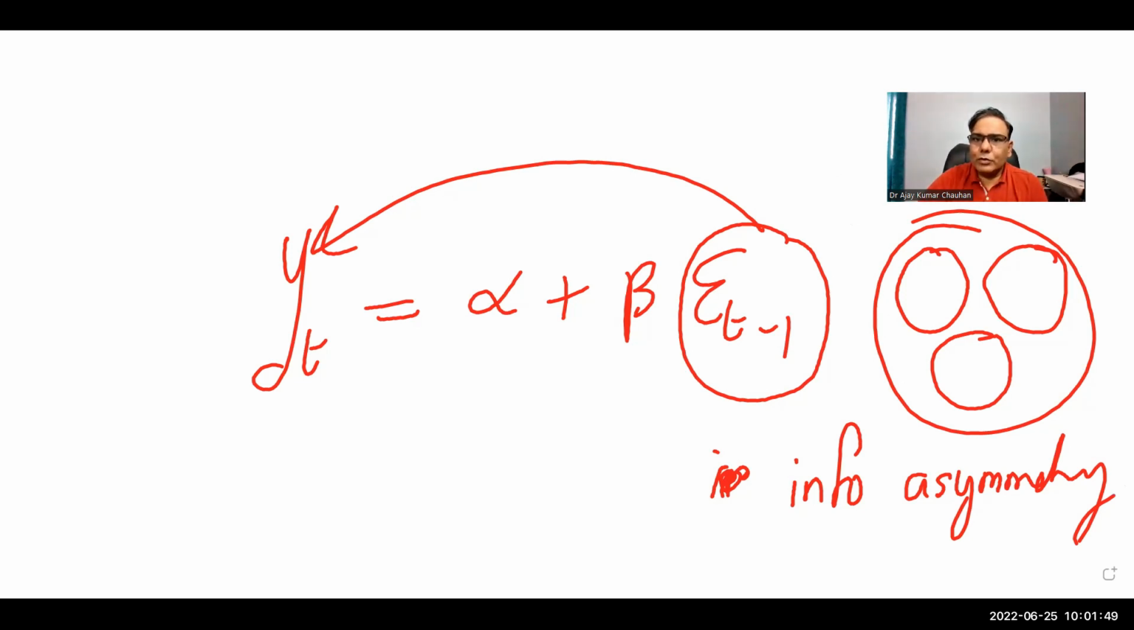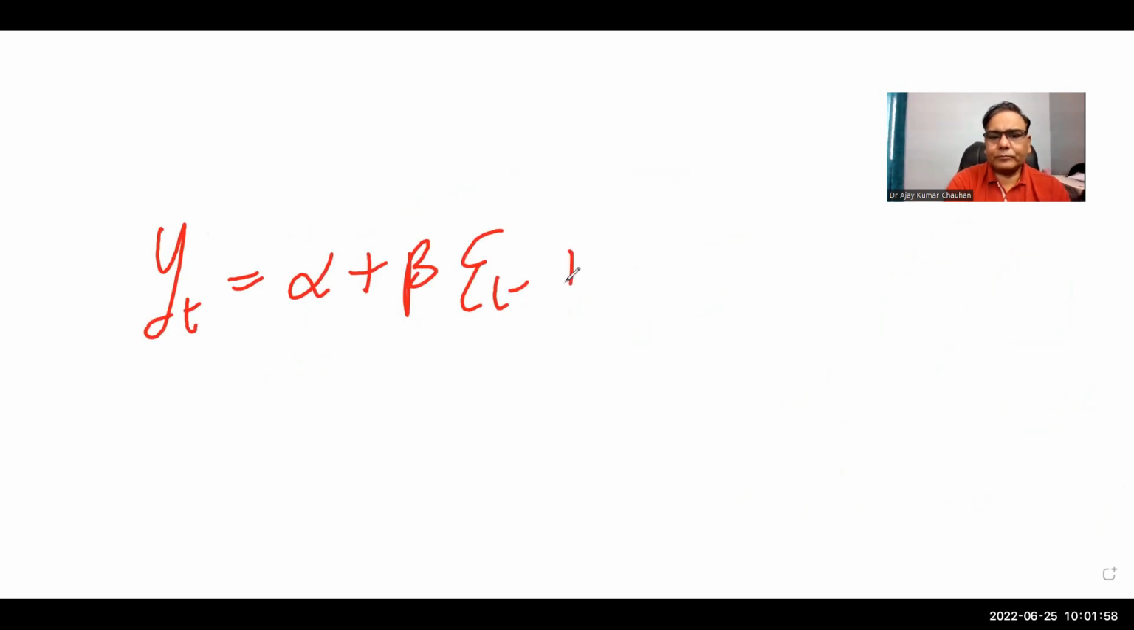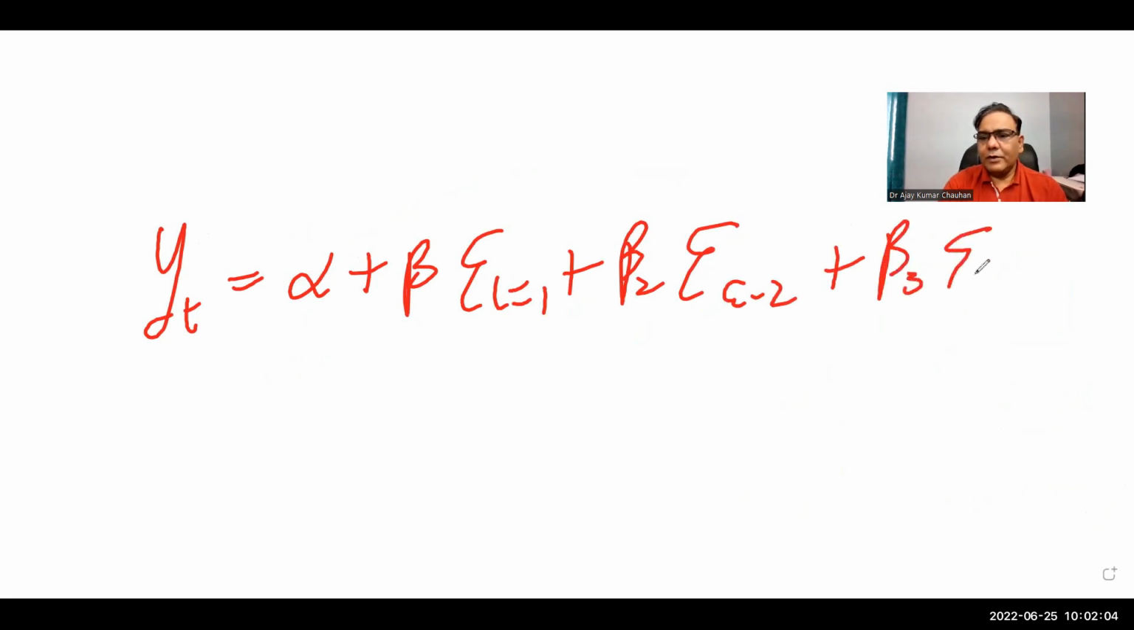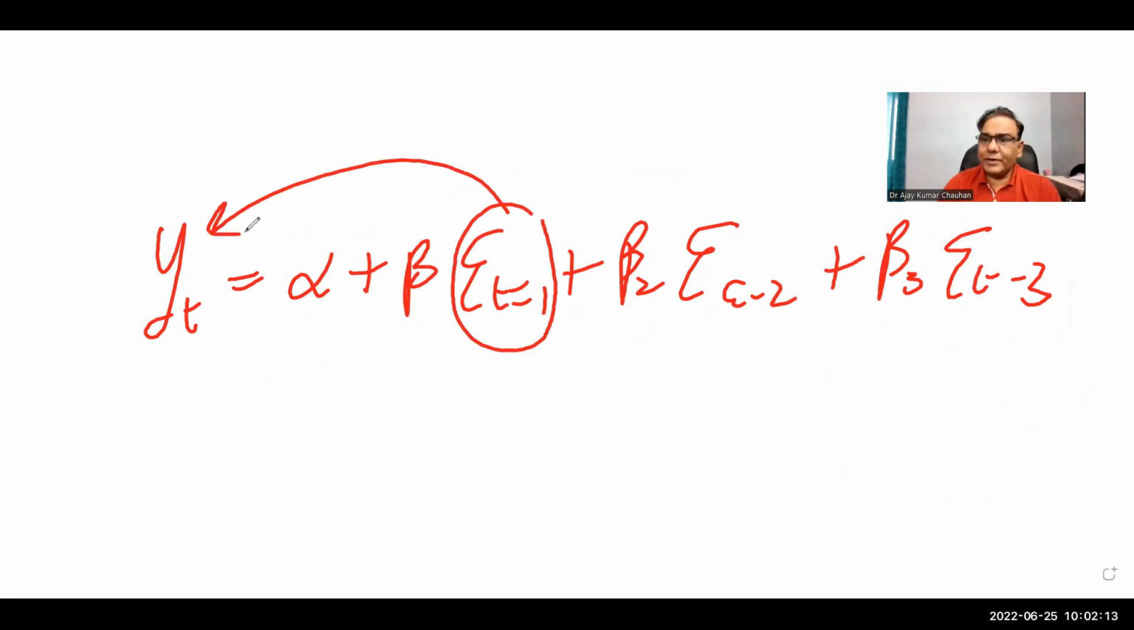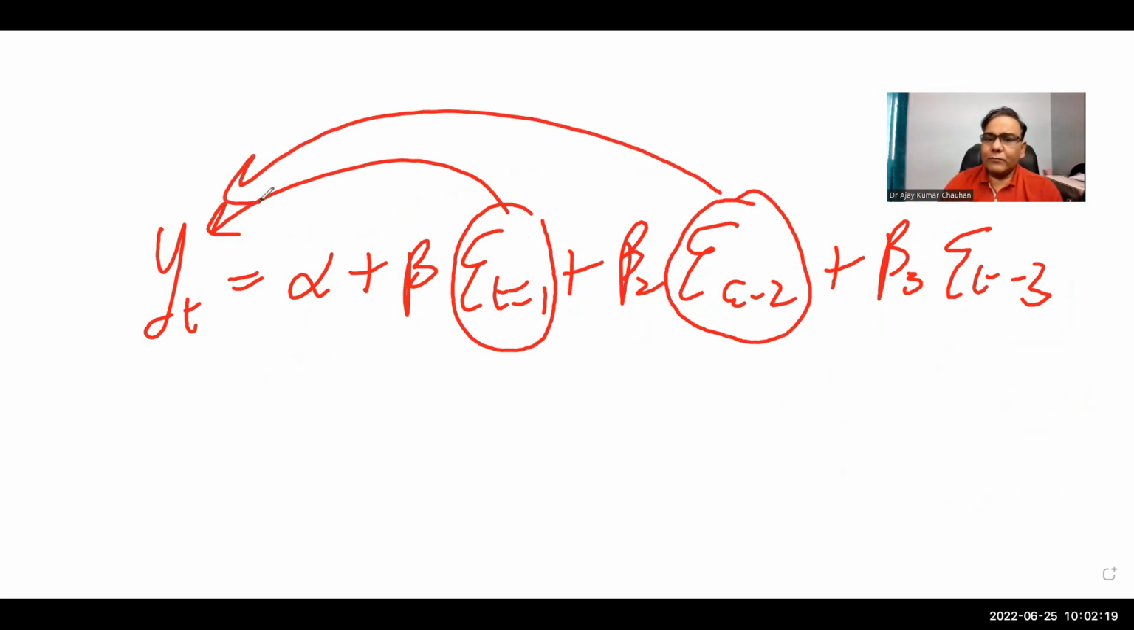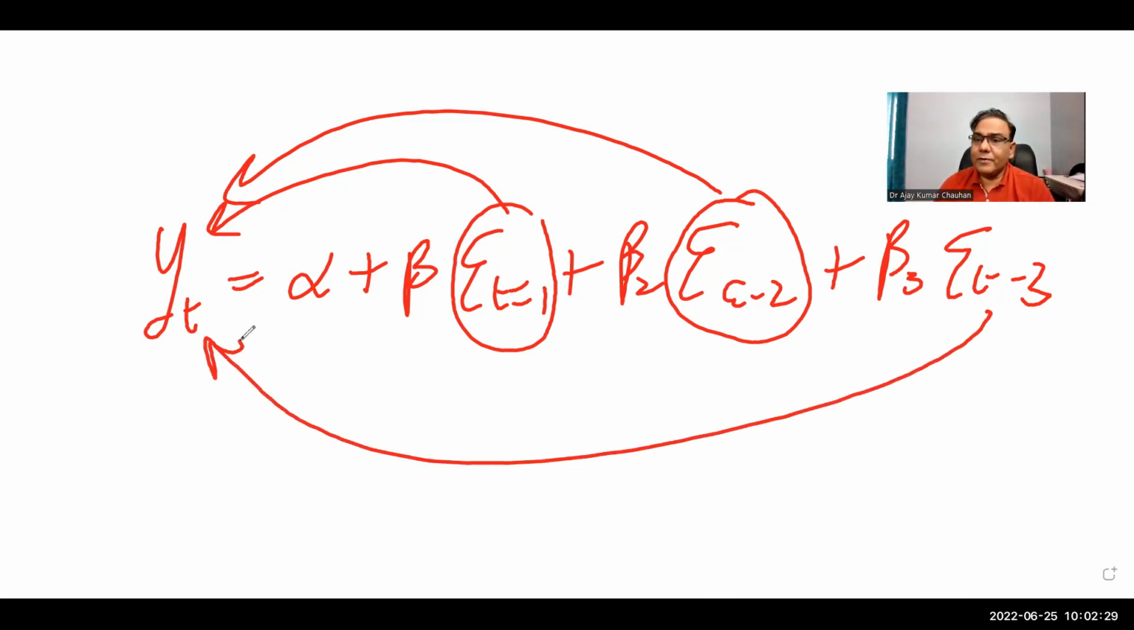So that's why we make this equation: yt is equal to et, plus beta 2 et minus 1, plus beta 3 et minus 2, plus beta 4 et minus 3. So the error term of yesterday also influences the next moment. The error term which comes 2 days back also influences today's moment. Similarly, the error term which comes 3 days before or 3 months before is also influencing the moment. And it's all because of information asymmetry.